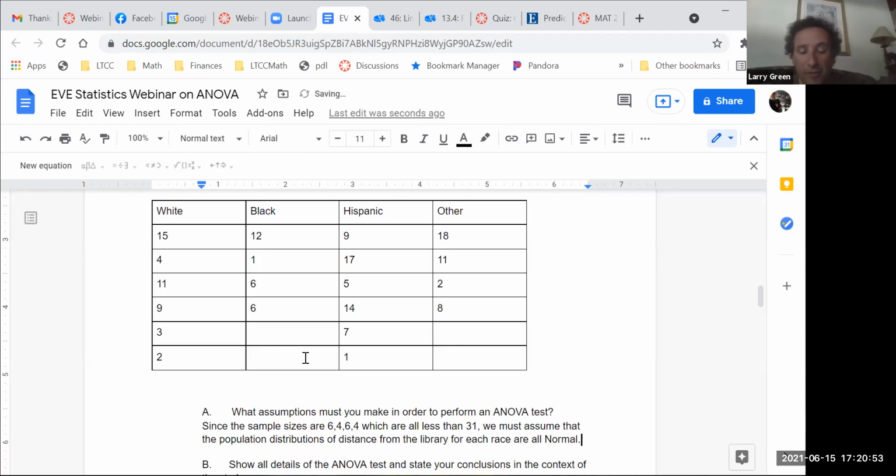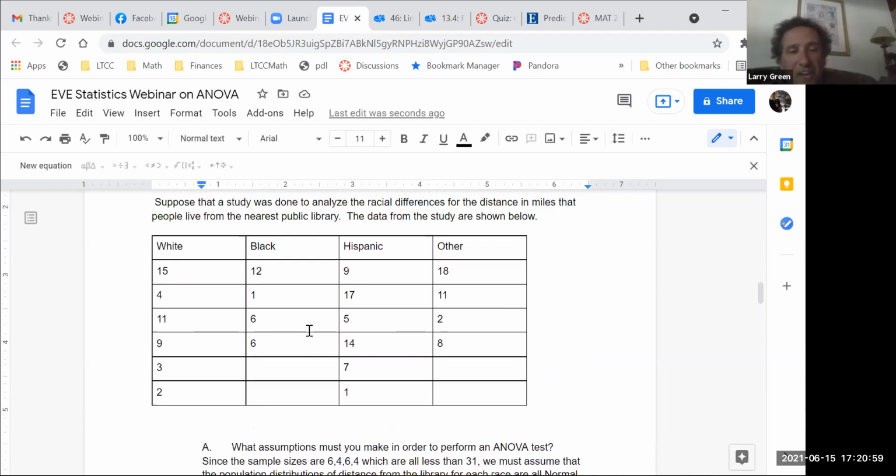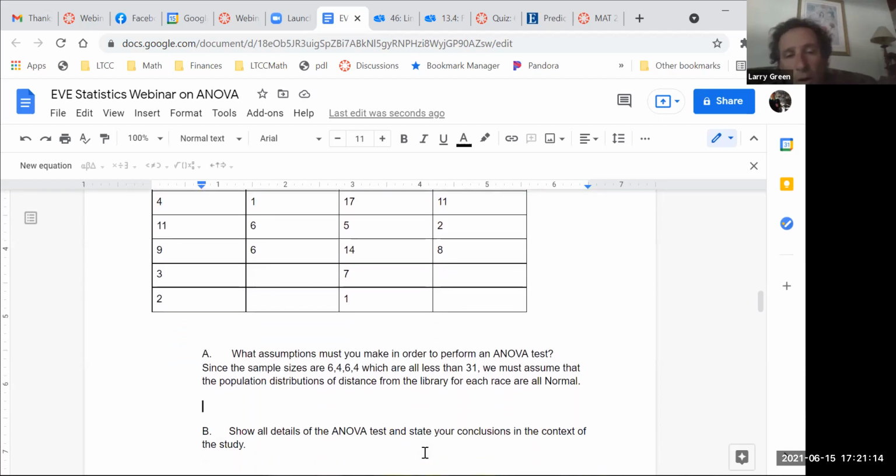Any questions on the first assumption? Okay, had we had a sample size, let's say the sample size for the Hispanics was 35, but the others are as shown, then we would only need to assume normality for whites, blacks, and others. So I want to emphasize that that's a piece of looking at the assumption. You should always look at the sample size, because with a big enough sample size, you don't have to make the assumption.